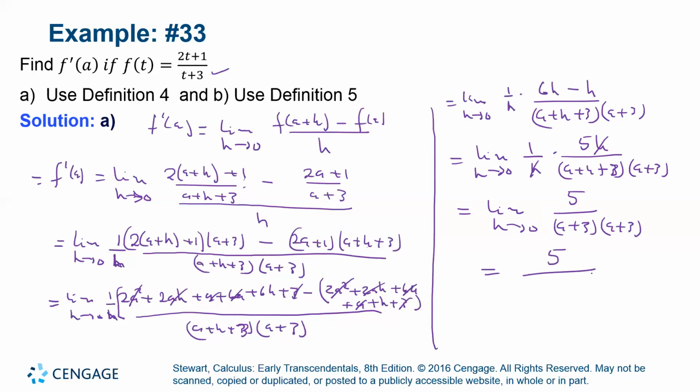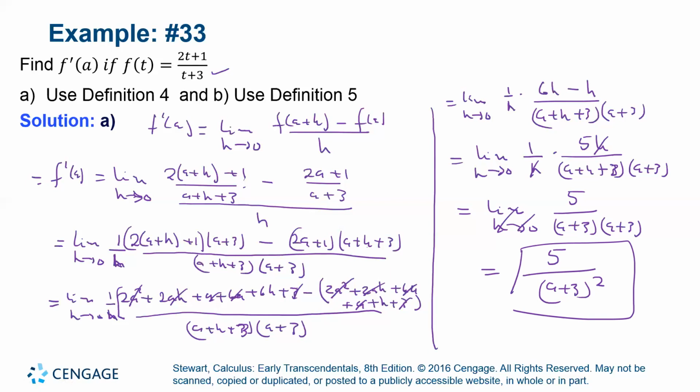5 divided by, as h goes to 0, okay? As h goes to 0, you have (a plus 3) squared. That's our answer. Okay? Some algebra, but you have to be patient and able to multiply things out.